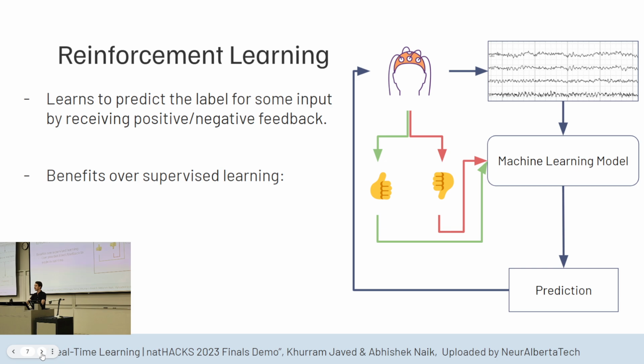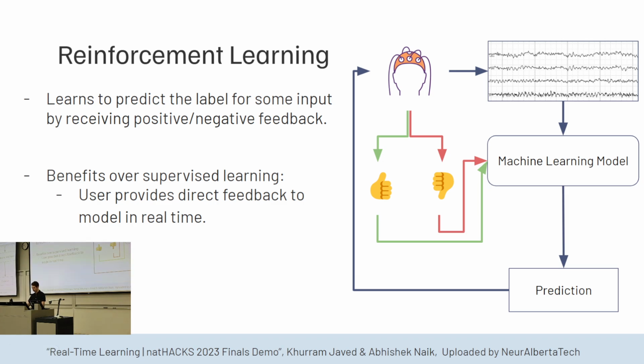The first was that the user could provide direct feedback to the model in real time. So each individual could train their own model that works how they want it to, rather than being told some instructions from a screen and then having that data train a machine learning model.